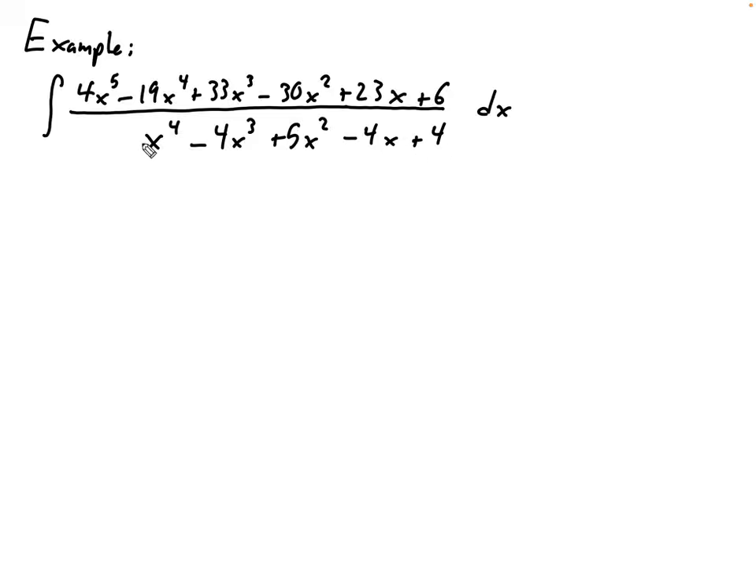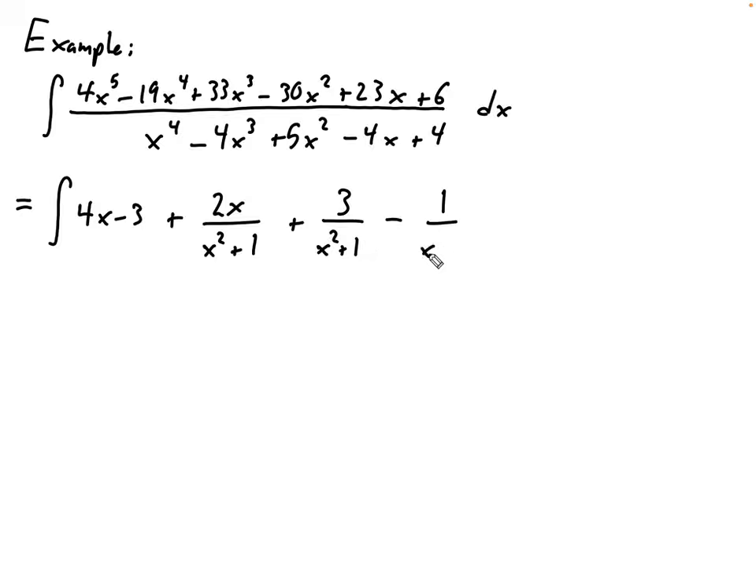That's complex. Now, this single fraction, using the technique of partial fraction decomposition, can be broken up into the following expression. This is equal to 4x minus 3 plus the fraction 2x divided by x squared plus 1 plus 3 divided by x squared plus 1 minus 1 over x minus 2 plus 4 divided by x minus 2 quantity squared.